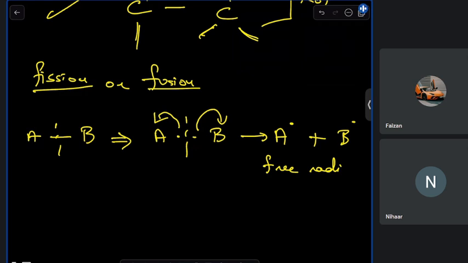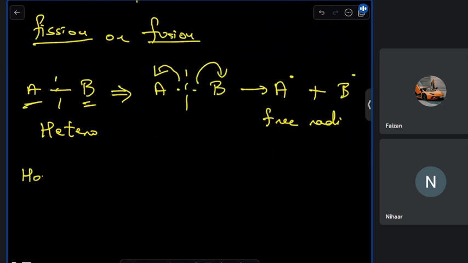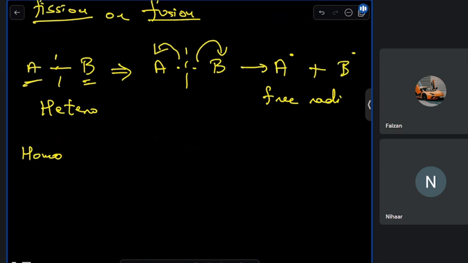What I did right now is heterolytic. Hetero means A and B are not the same species. Homo means A and A, not influenced by B, only A and A. The bond breaks here.